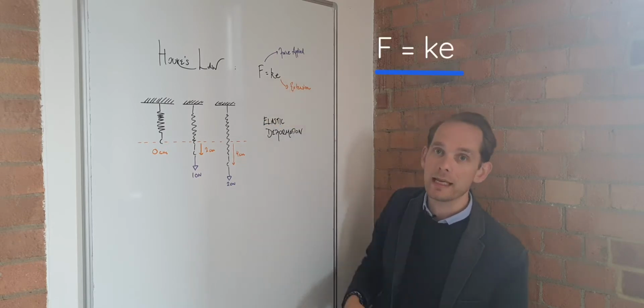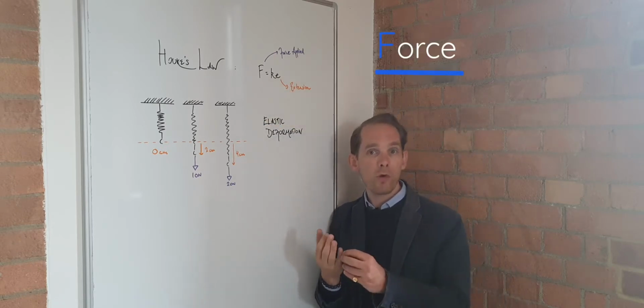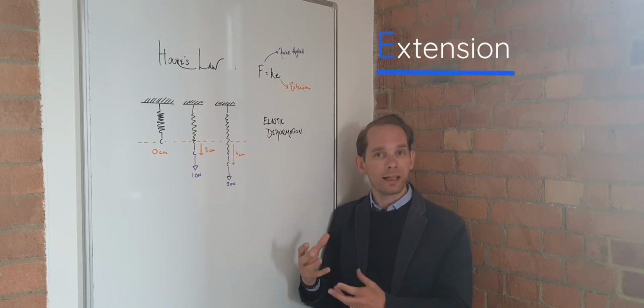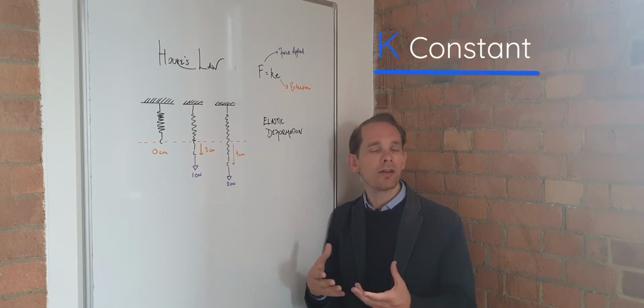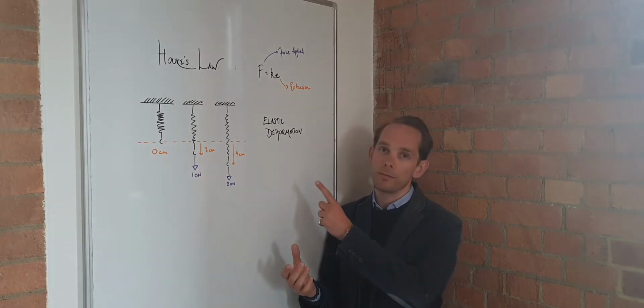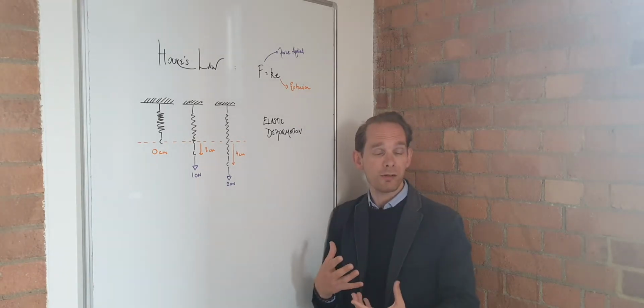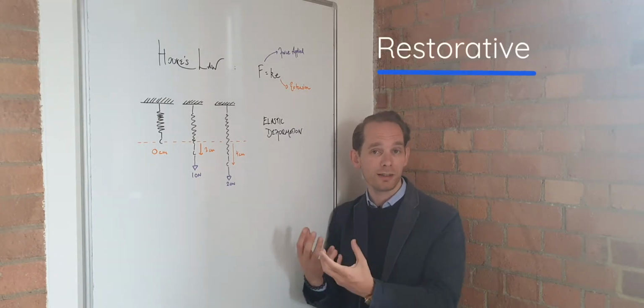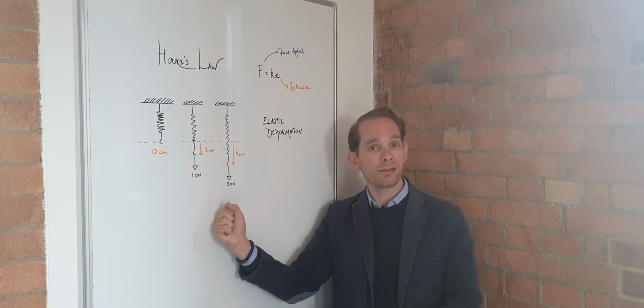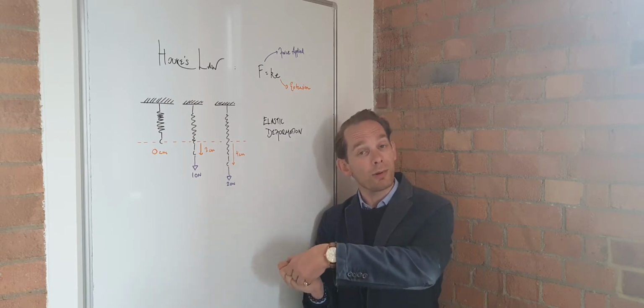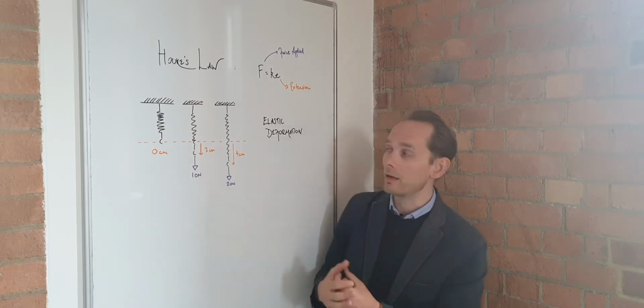F equals kE. So F is the force you're applying, E is the extension you get, and k is a constant known as the spring constant. By the way, F equals kE also applies to the restorative force. The two things are counteracting. So if you apply 10 newtons force down, then the spring will be pulling up with 10 newtons force.